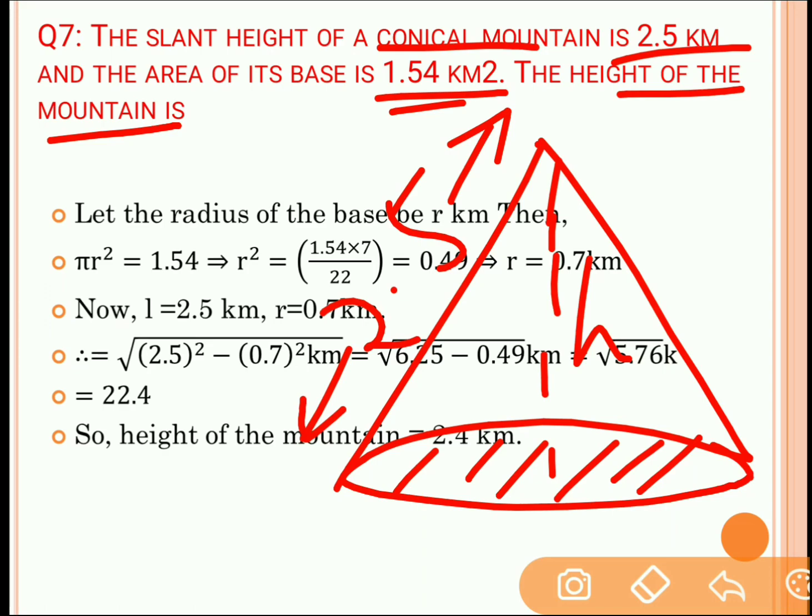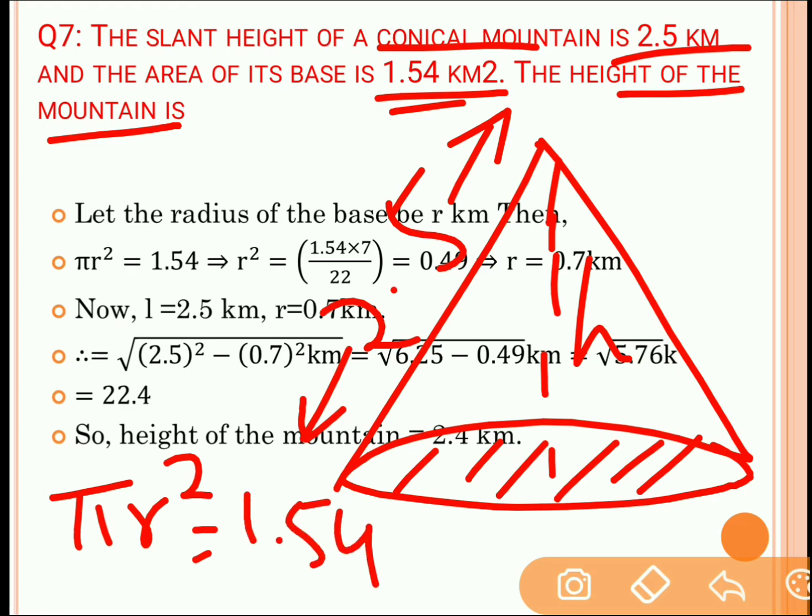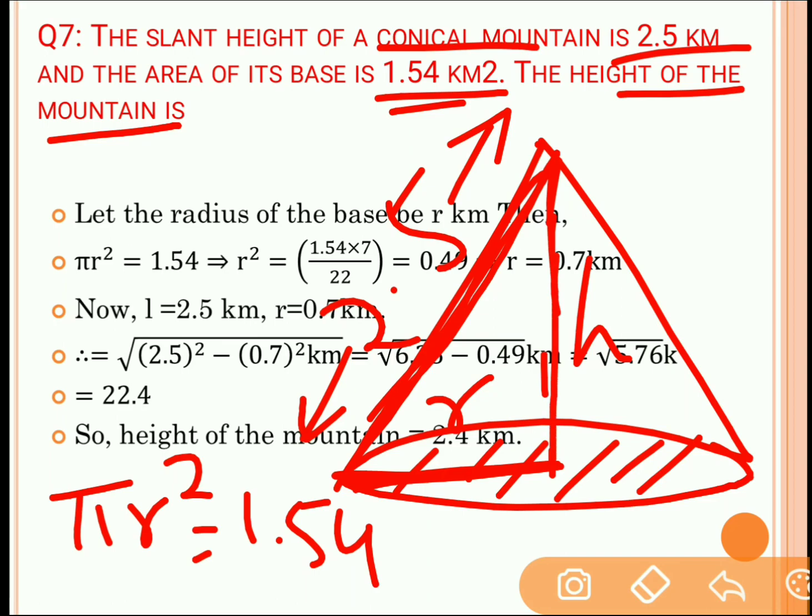Now the area of the base is a circular area, so pi r square is equal to what? 1.54 km square. From this equation we can find out the value of the radius. So you will get the radius r over here. Let's say that this is the radius r and this is the slant height, and if you see this carefully, then this height, radius and the slant height make a right angle triangle.